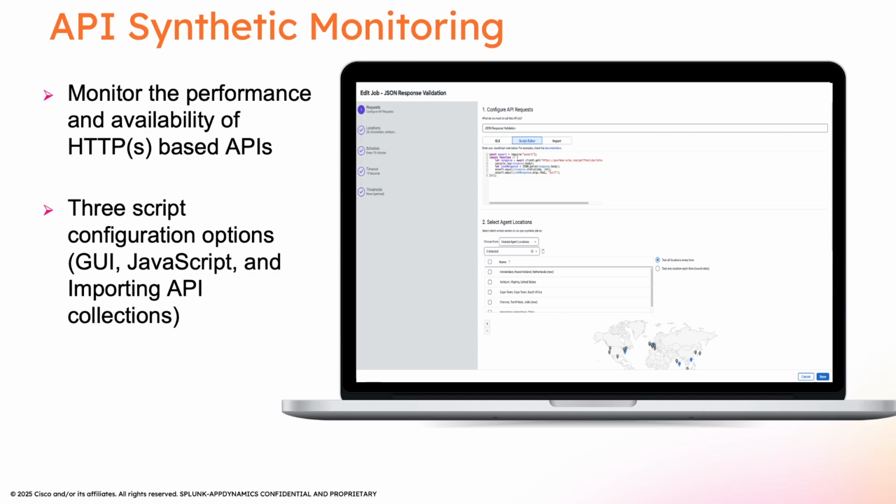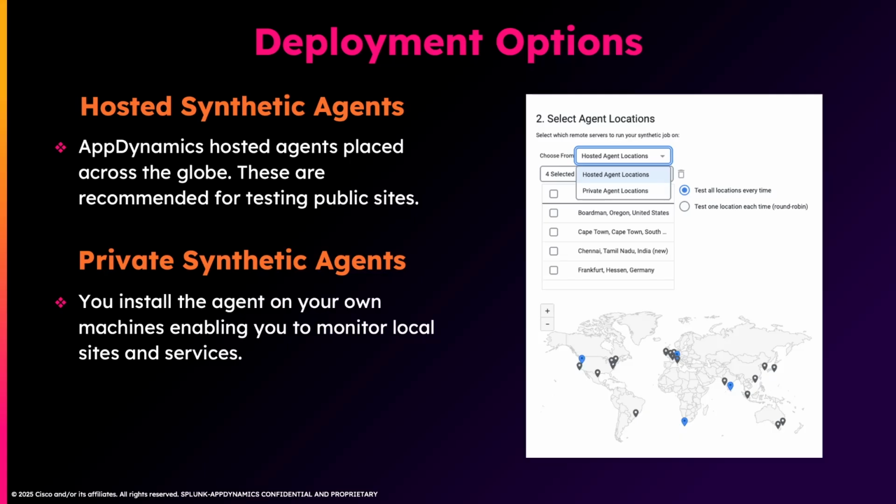Then we have the option to use our own custom JavaScript. And then finally, if you already have your API tests on Postman, we can import the collection directly into AppDynamics, and it will convert it for you, saving you a lot of time and effort.